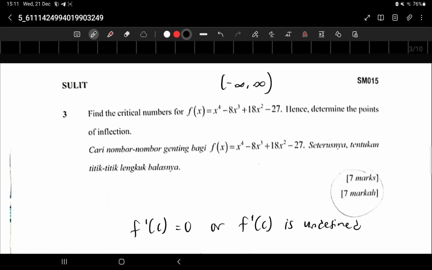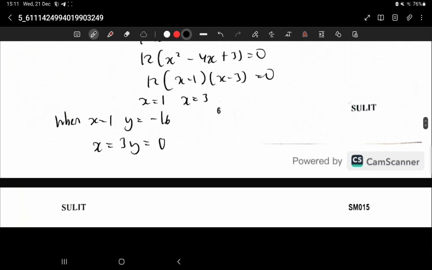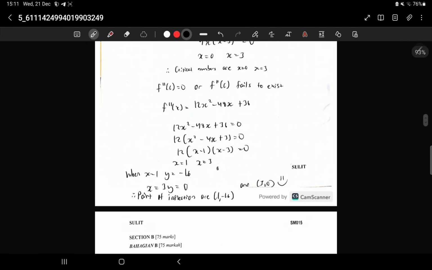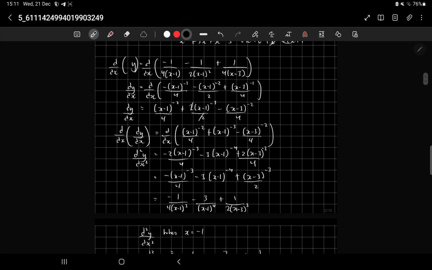By the way, if any of you disagree with my solution, let me know. If my working is incorrect, do let me know as well. So therefore, the points of inflection are (1, 16) and (3, 0). Finally, that is about it.